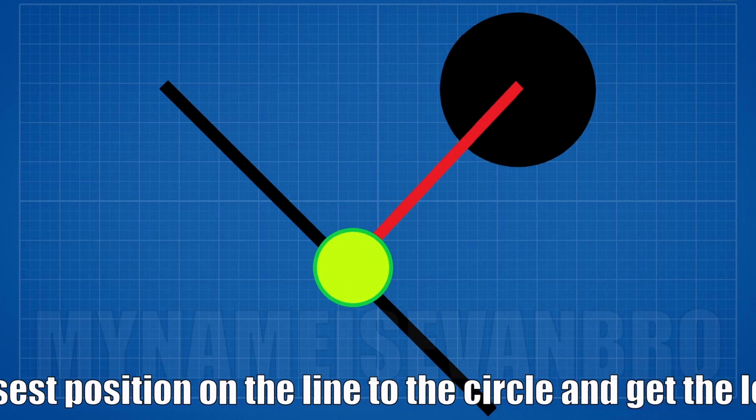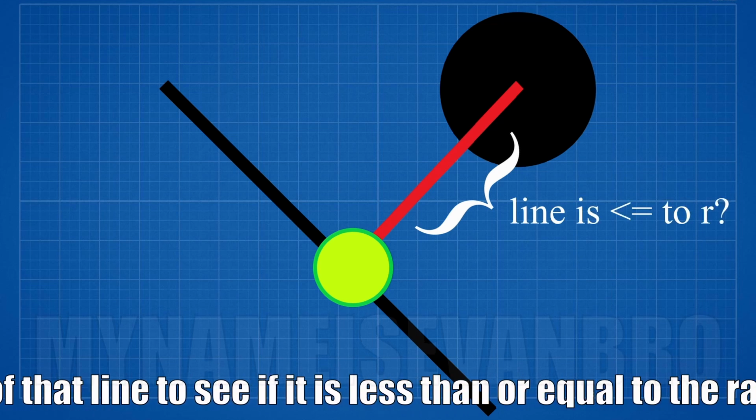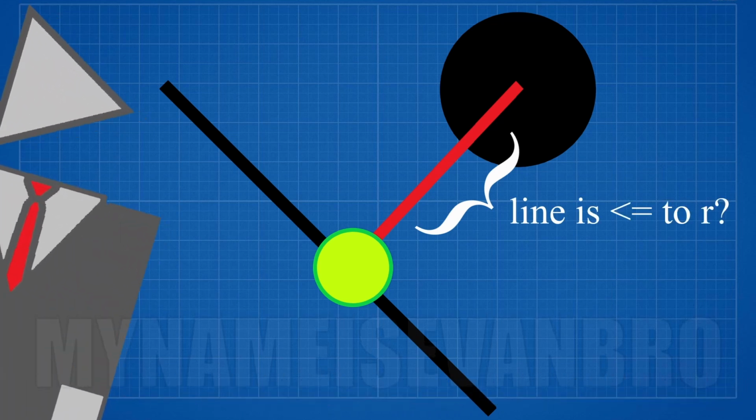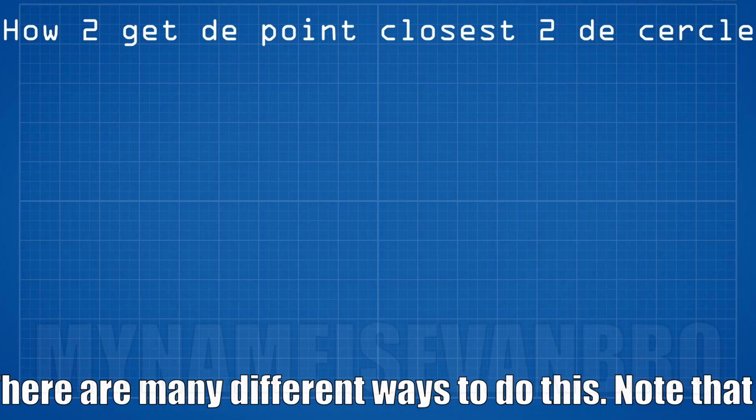Just get the closest position on the line to the circle and get the length of the line to see if it is less than or equal to the radius. But my name is Savan, bro. How do we get the closest position on the line? I'm glad you asked. There are many different ways to do this.